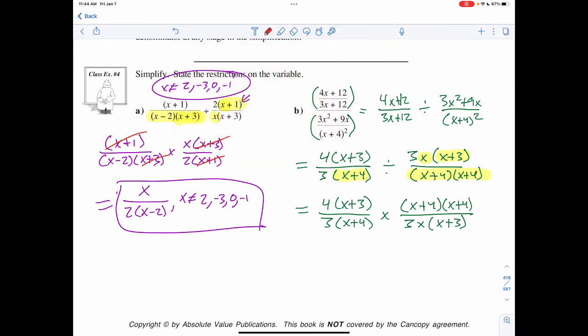I'm going to cancel out an x plus 3 and an x plus 3, cancel out an x plus 4 and an x plus 4, and what I'm left with is 4x plus 4 over, on the bottom, 3 times 3 is going to give me 9x, where x cannot equal negative 4, 0, or negative 3.